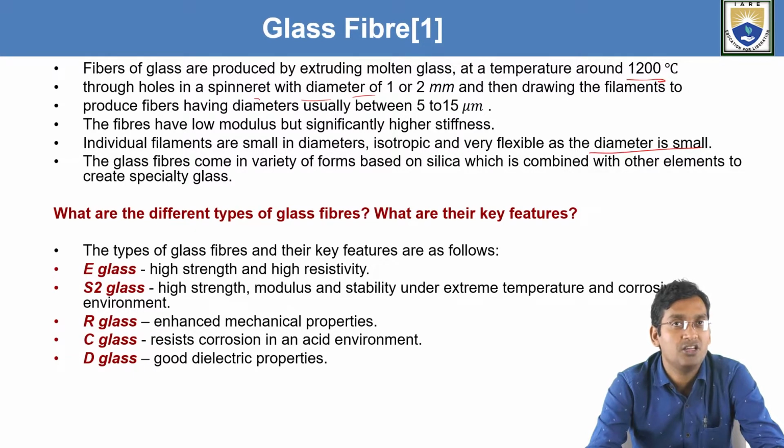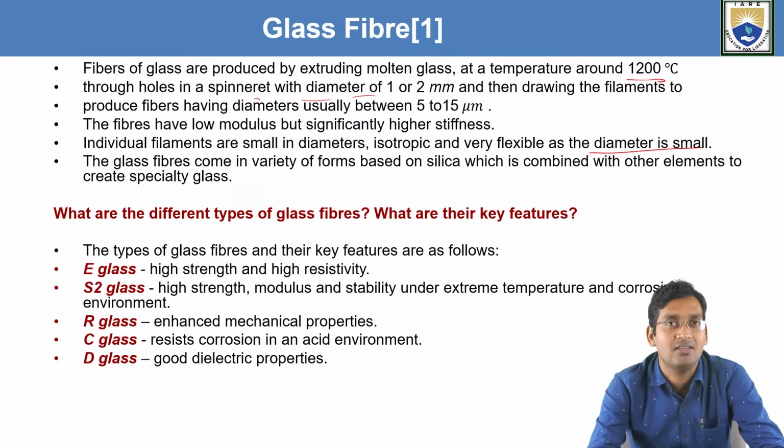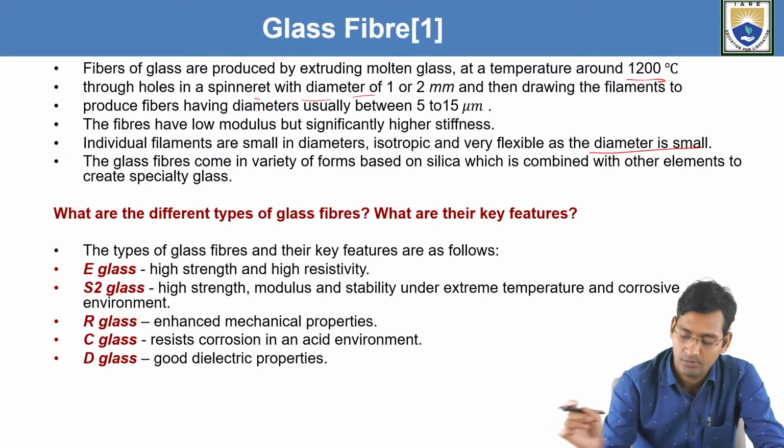E-glass: higher strength and high resistivity. S2 glass: higher strength, modulus and stability under extreme temperature and corrosive environment. R glass: enhanced mechanical properties, meaning improved mechanical properties. C glass: resists corrosion in an acid environment. D glass: good dielectric properties.